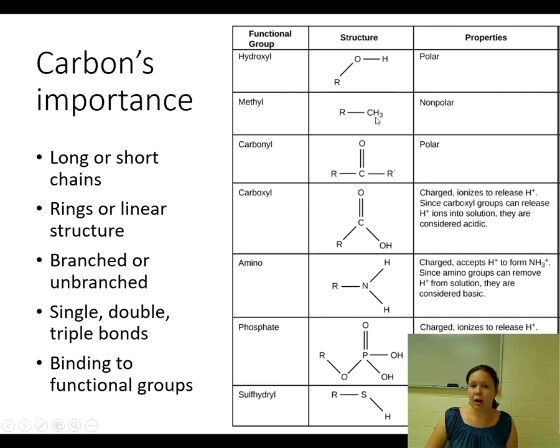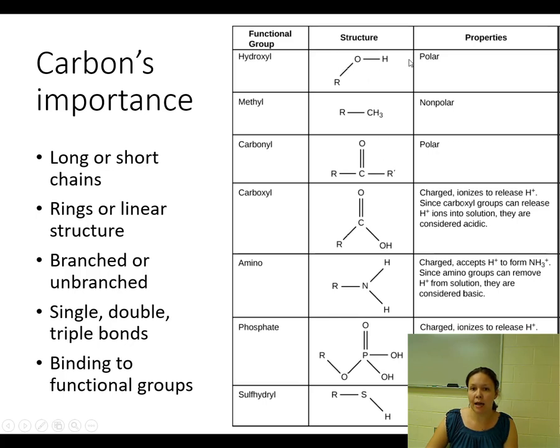A methyl group is just a carbon bonded to 3 hydrogens, and it's nonpolar, so we have equal sharing. A carbonyl is where you have a carbon in the middle of 2 more spanning carbon chains. So here this R group on the left represents a long carbon chain. This R group on the right represents a long carbon chain. And so a middle carbon, when it's double bonded to an oxygen, we call that a carbonyl group. And that again bestows polar properties upon that molecule. We won't see the carbonyl too often.